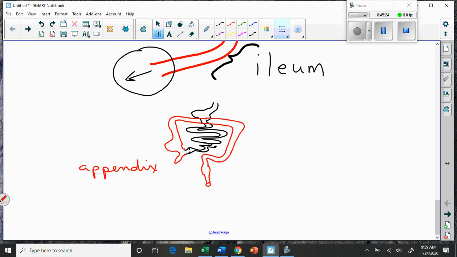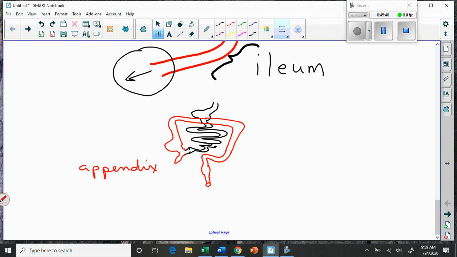And so the appendix in herbivores is very important. In carnivores, not so important. And so what's happened is it's gotten smaller over evolution in animals that rely less heavily on a herbivorous diet. So humans, of course, are kind of omnivores. We eat a little bit of both, so we still have a small appendix.